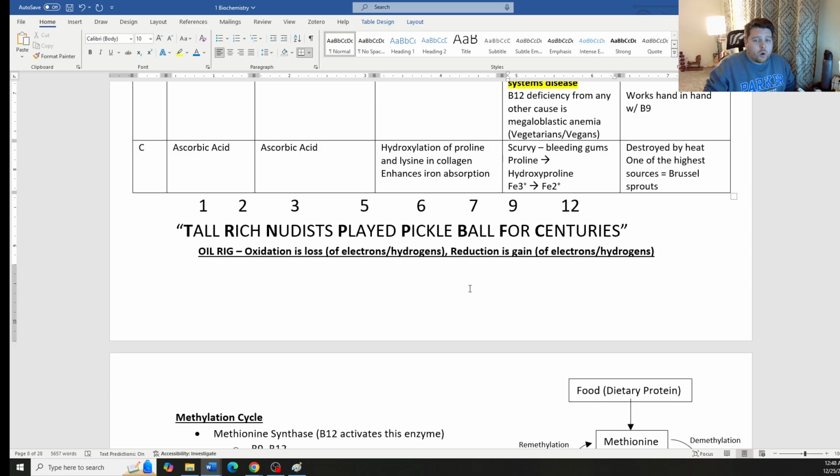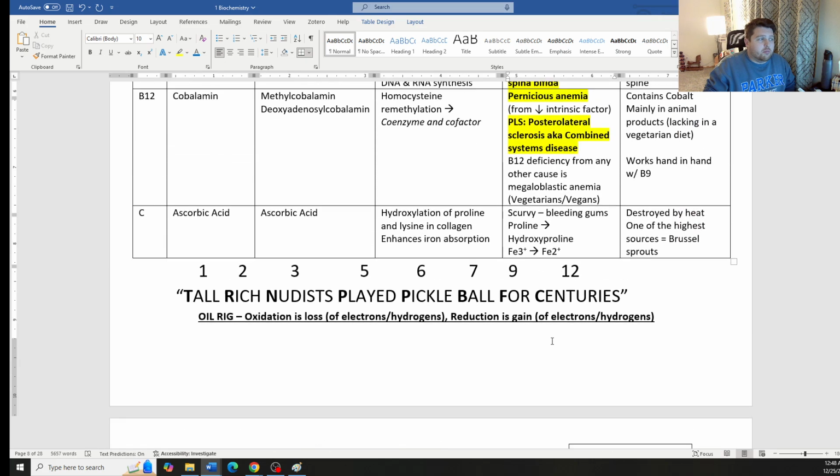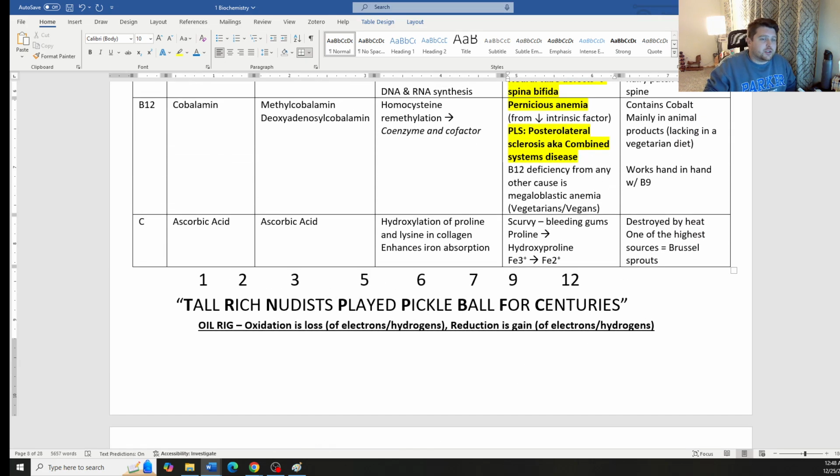And that is our water-soluble vitamins. We'll continue the next one with some methylation cycle and some more of the vitamins, and then eventually minerals.